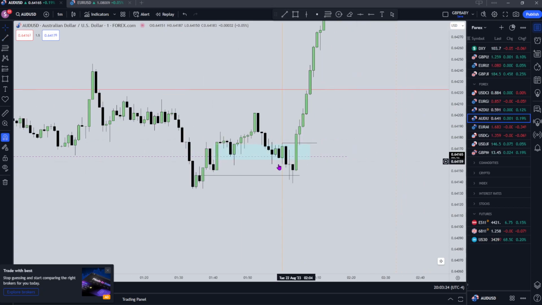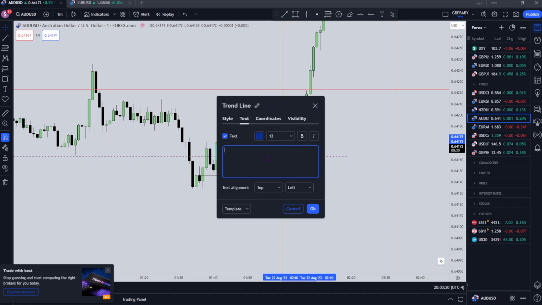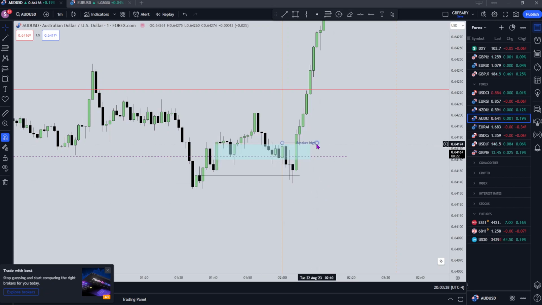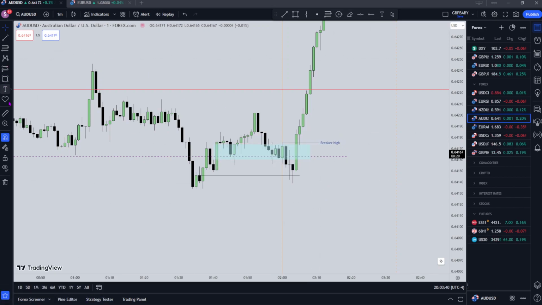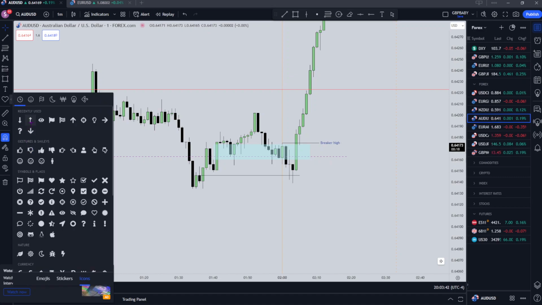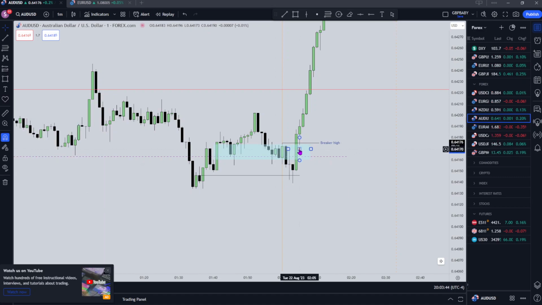This would have been an entry here. I've got a low, a high, a low, a low, and we break. So this would be a breaker high. We get back to the middle to the right. And then that would be a beautiful buy in the London session as it comes down into this candle.